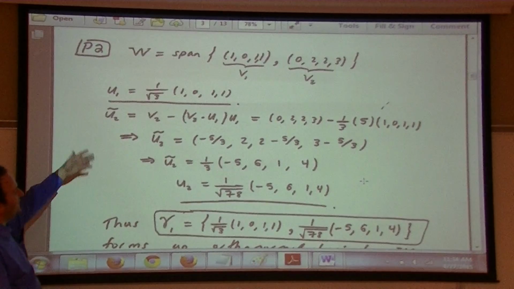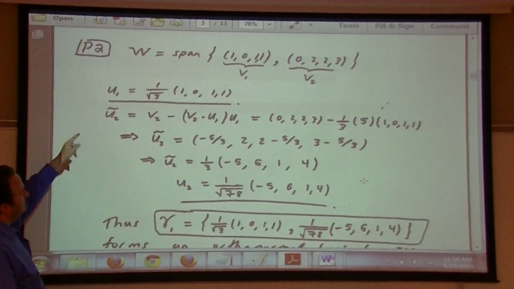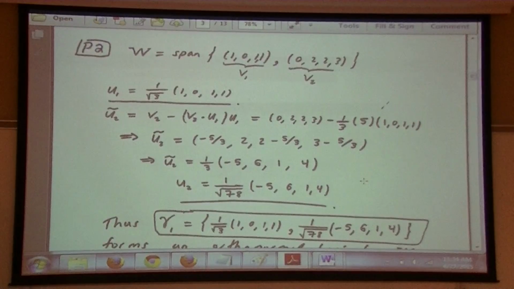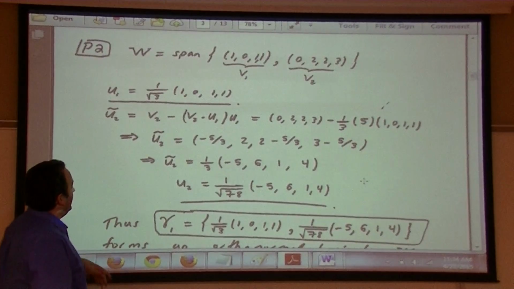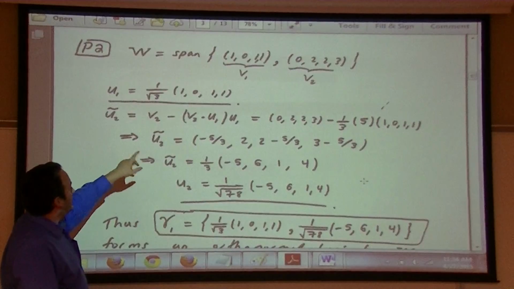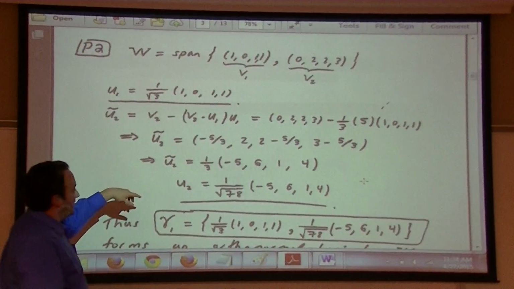To find an orthonormal basis for W, you already have a linearly independent spanning set, so you just run that through the Gram-Schmidt algorithm, right? Normalize the first thing. There you go, 1/√3. And then I do the standard thing: I subtract off a piece in the U1 direction. That gives me this vector.